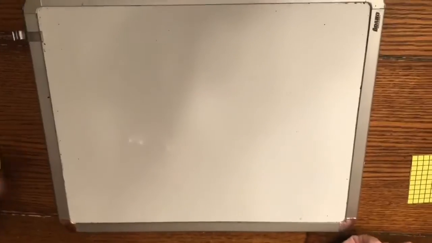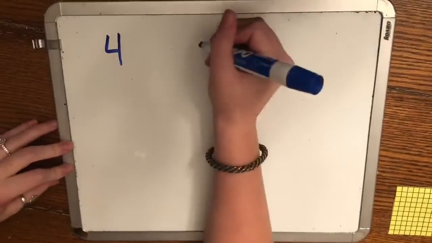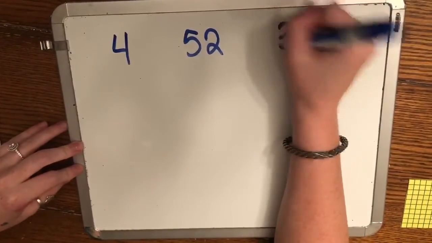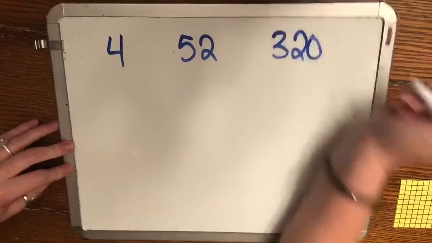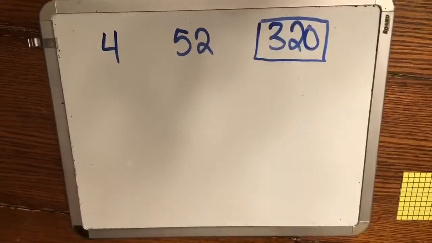So we are going to begin our lesson, and I'm going to start it by writing a decimal number on the whiteboard. Let's think about whole numbers first. So you have 4, 52, 320. Let's use 320 for an example.